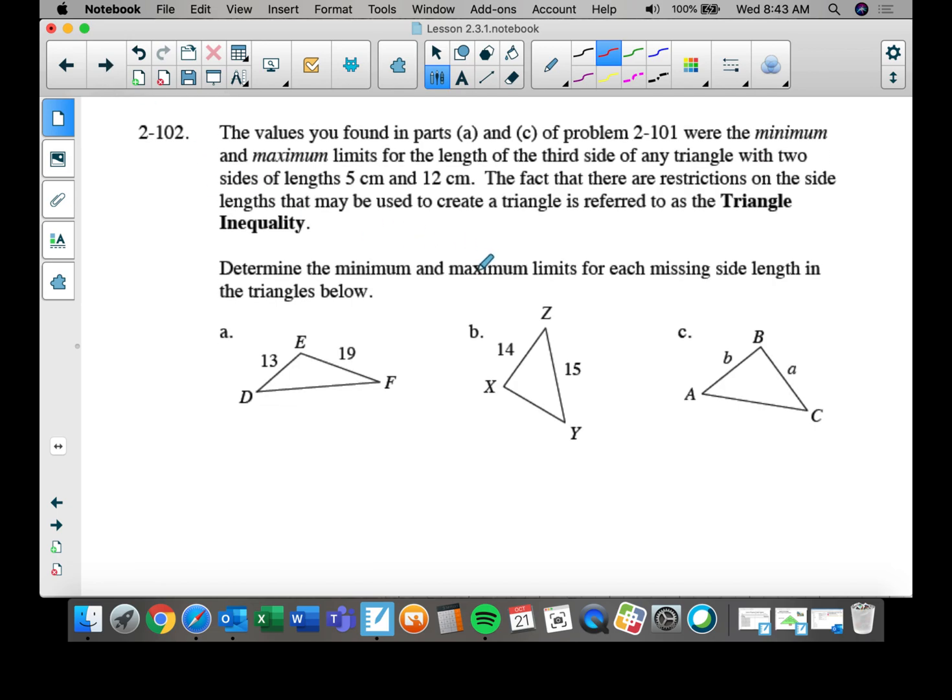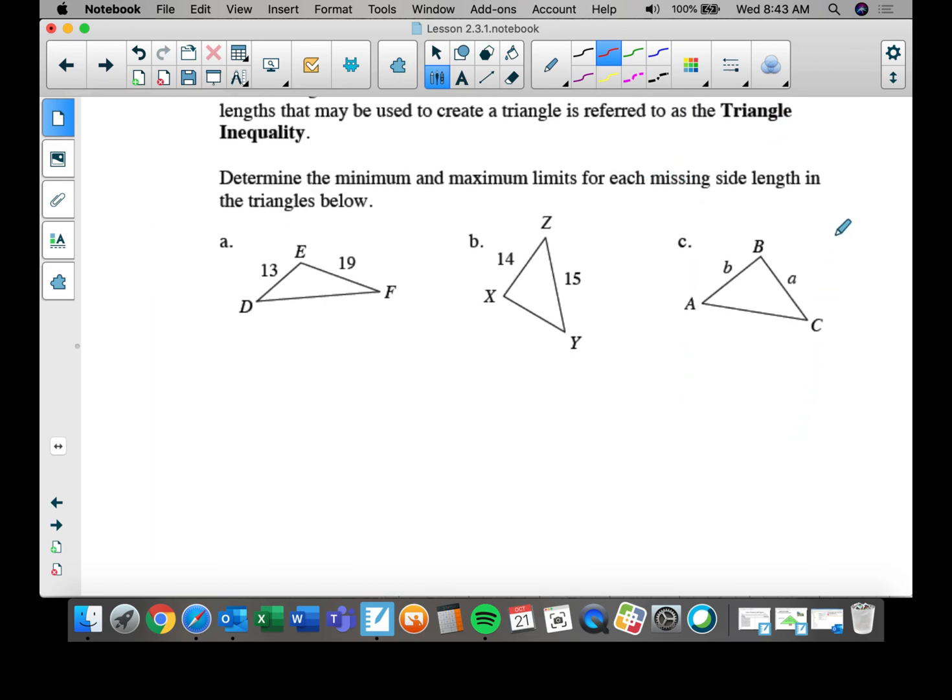So then we come to, right here, like I said, notice they talk about the triangle inequality. Okay, that's what we just referred to. So if I'm going to try to determine the minimum and the maximum lengths, here's the idea. In part A, it looks like side DF is the longest side. Again, we've talked before, do not go off of the looks. So let's call that X.